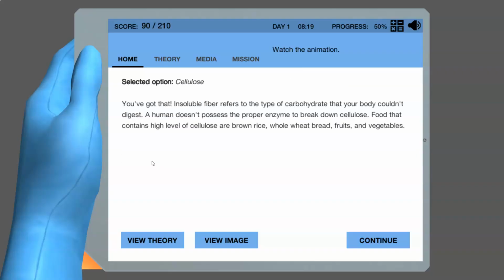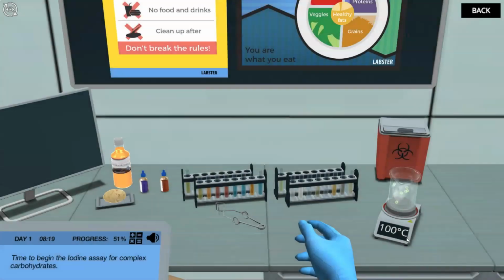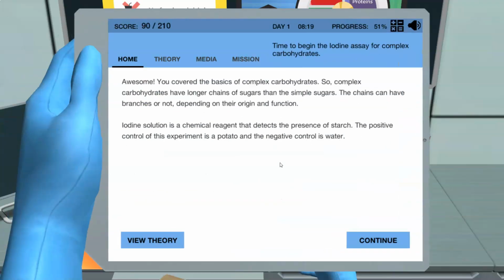Insoluble fiber refers to the type of carbohydrate that your body couldn't digest. A human doesn't possess the proper enzyme to break down cellulose. Foods that contain high levels of cellulose are brown rice, whole wheat bread, fruits, and vegetables. You covered the basics of complex carbohydrates. Complex carbohydrates have longer chains of sugars than the simple sugars. The chains can have branches or not, depending on their origin and function.